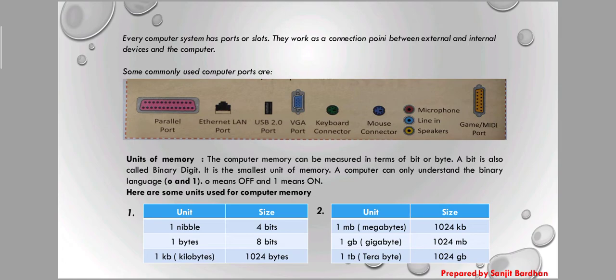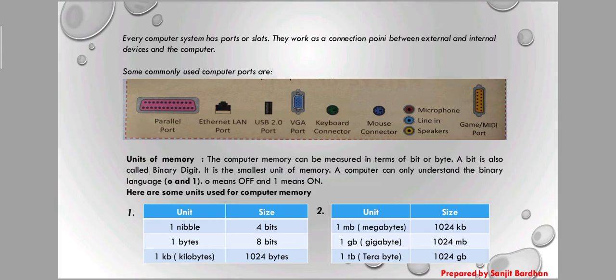Now we come to the unit of memory. The computer memory can be measured in terms of bit or byte. That means computer memory is measured in bits and bytes. A bit is also called a binary digit. It is the smallest unit of memory. A computer can only understand the binary language, 0 and 1. 0 means off, 1 means on. That means a computer can only understand the binary digits 0 and 1.